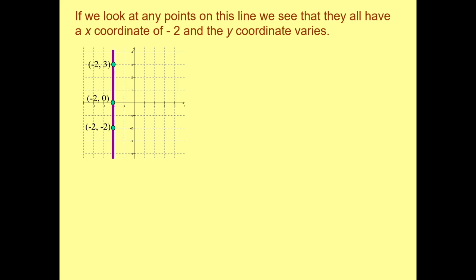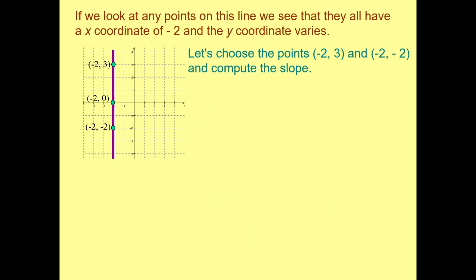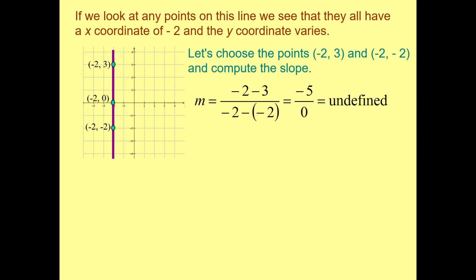Here we have 3 points. Notice here, the x coordinates are all the same. Let's find the slope for 2 points. Choose 2 points. Notice the x coordinates are all the same. So we plug in. We have the change in y divided by the change in x. We have division by 0. The slope is undefined. The slope of a vertical line is undefined.